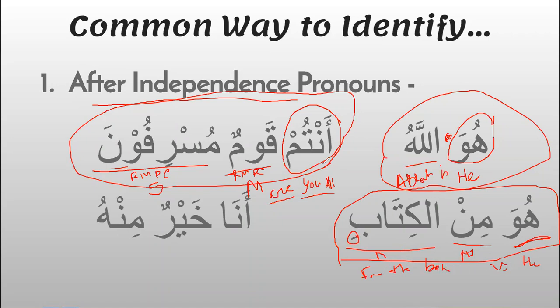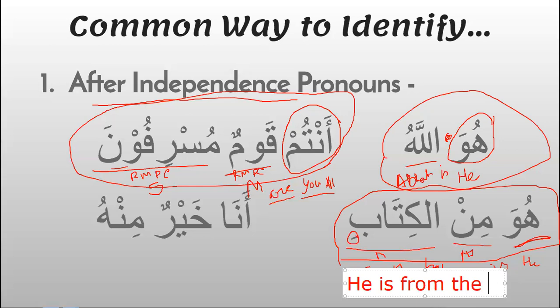He is from the book, but here we cannot translate it as he is from the book, right? We cannot say he is from the book even though Arabs do that. Arabs treat every ism as either masculine or feminine, but it's not like that in English, right? In English we cannot say book is masculine or feminine. So they say he is from the book, but we have the word it, right? So we can say it is from the book. Yeah, it's talking about the book, so it is from the book, but not he is from the book.